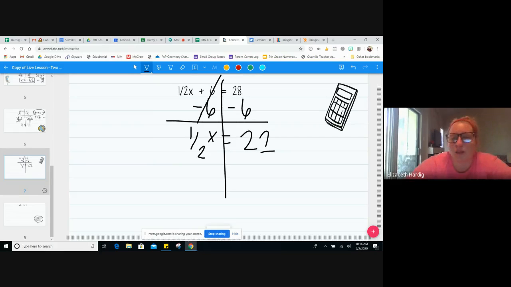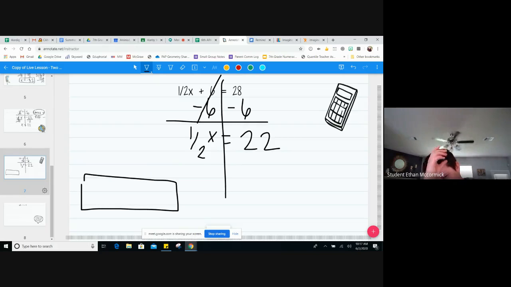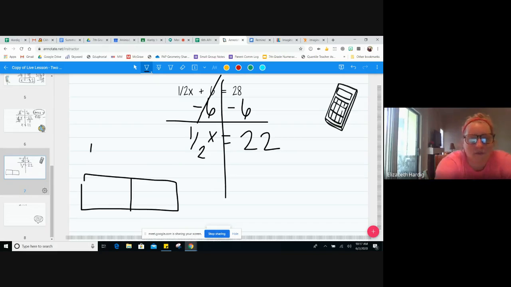All right, now let's think about this. I have 1/2 of x, and that's 22. I don't want 1/2 of x, I want 1 x. So if I like drawing pictures, do y'all mind? That's fun. So right now, I have 1/2 of x right here. And I know that 1/2 of x is equal to how much?